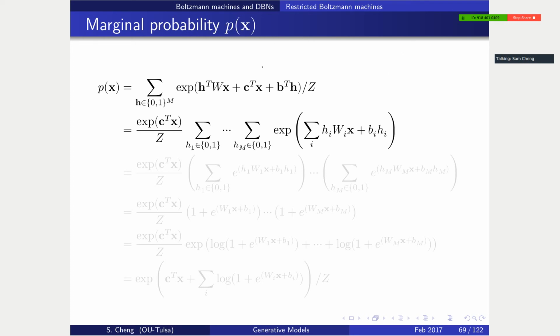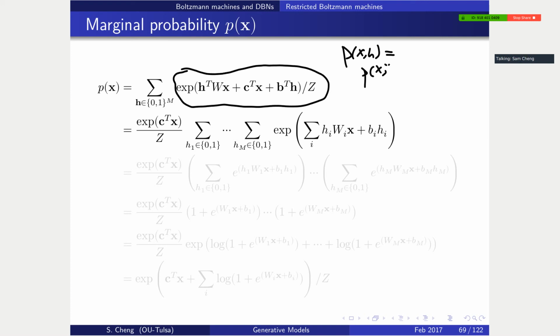And then we just have p(x, h) is equal to this guy here, or something like this, and p(x) is just marginalized that way. It's just p(x, h) summed over all h, right? Sum over all h.